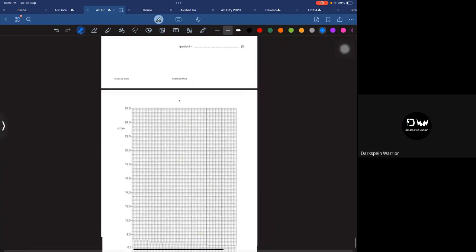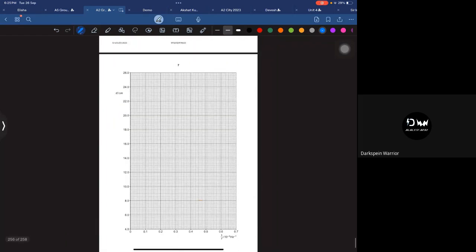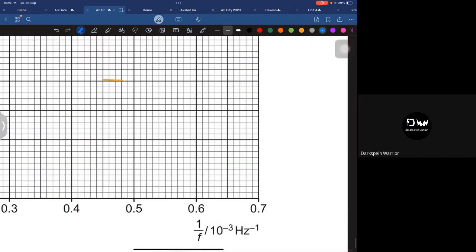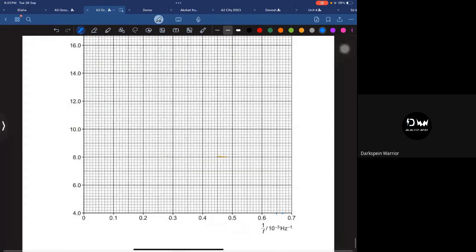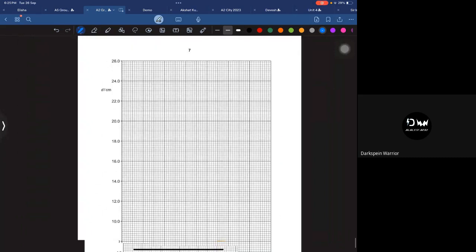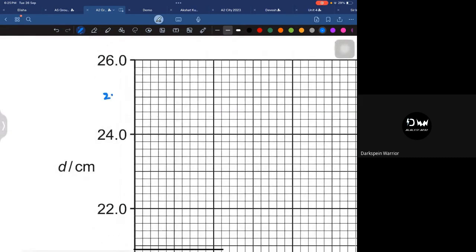So the first value, 0.67 and 24.7, right? This will be 0.67 and 24.7. Yes. So this one is basically 25. So it means this is 24.468. So it means this point will be 24.7, right?